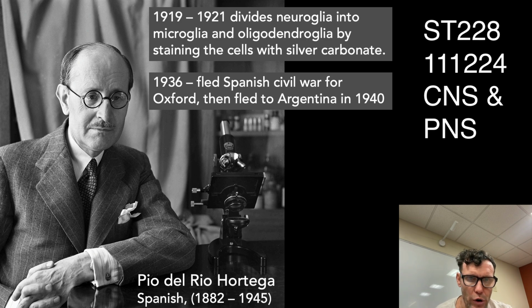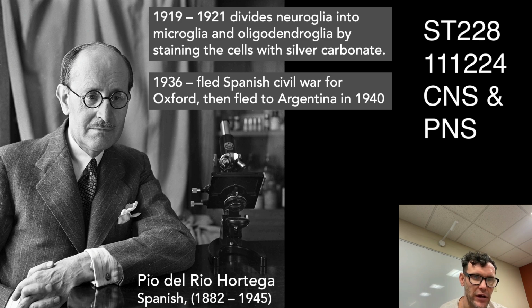Pío del Río Ortega was really the person that articulated all these different glial cells. And it was the person that clearly distinguished between the microglia and the oligodendroglia with a silver carbonate stain.